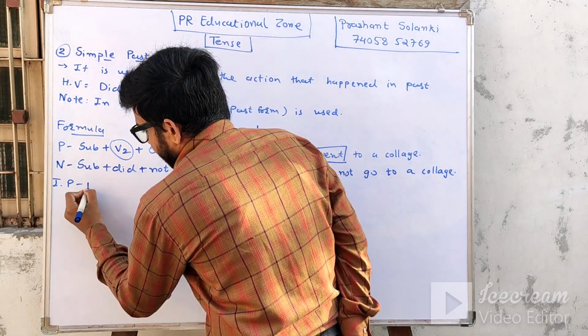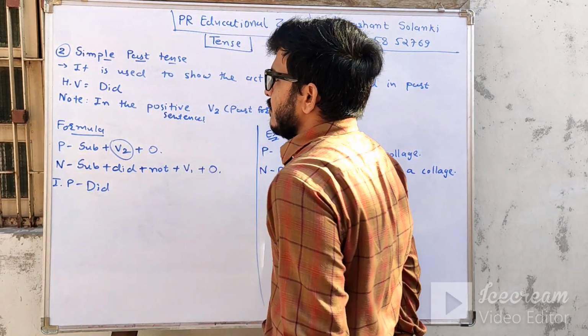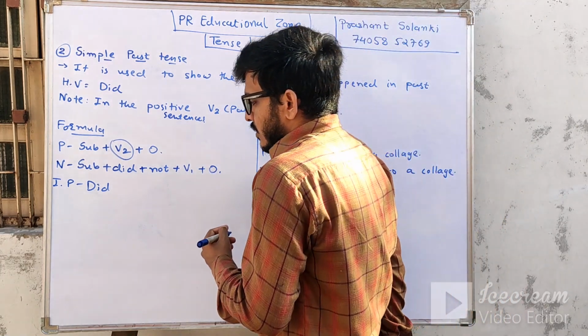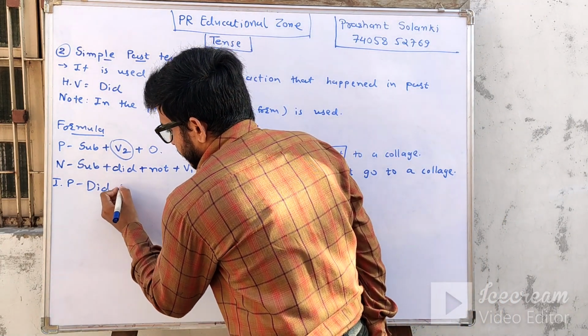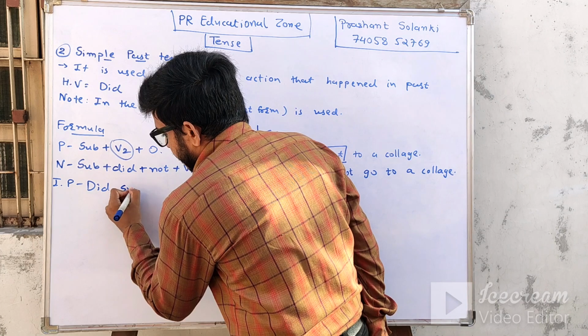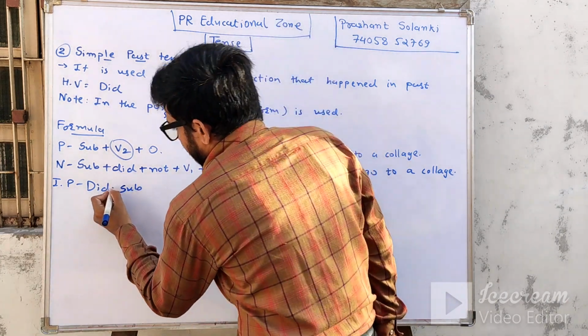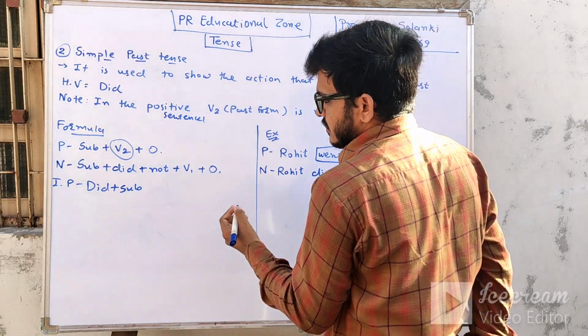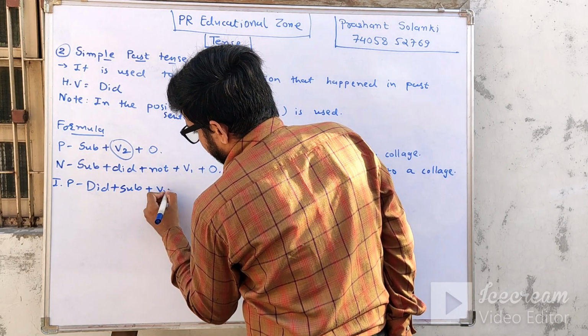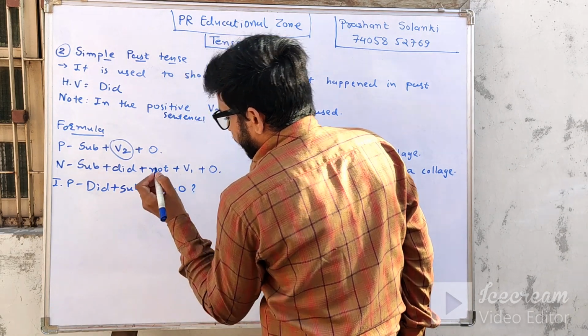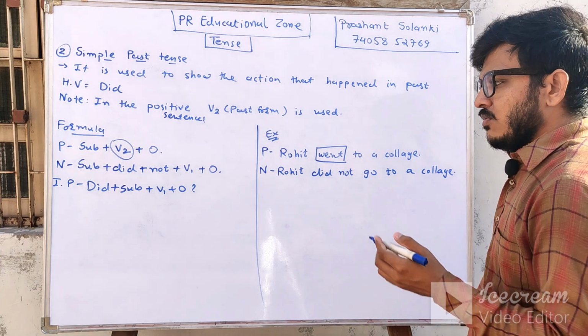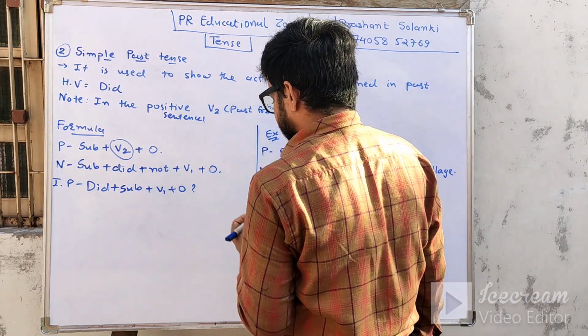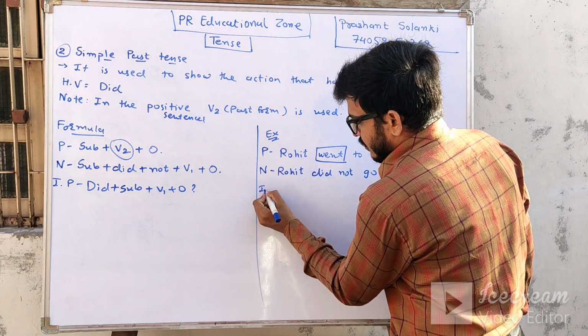As I said earlier, in the simple past tense, the helping verb comes before the subject, and we will write it as it is: Did plus subject plus verb 1 plus object. Here it is the interrogative positive sentence, so we will not use "not".